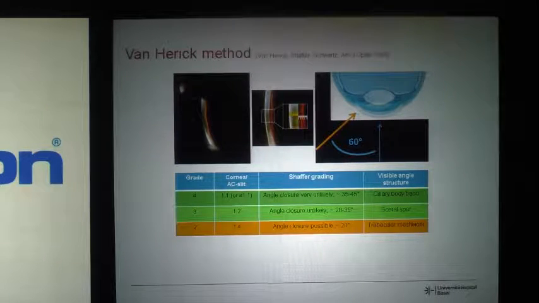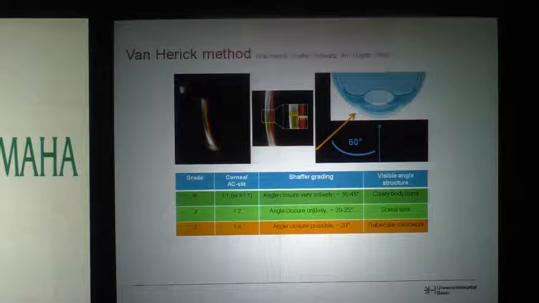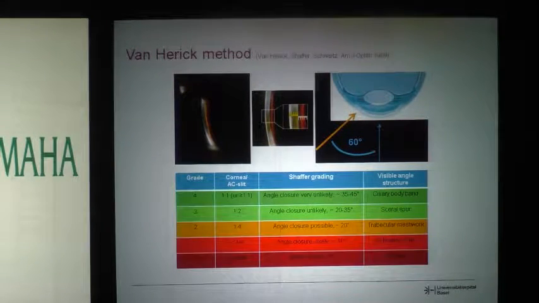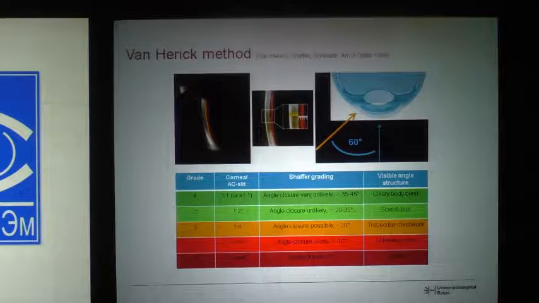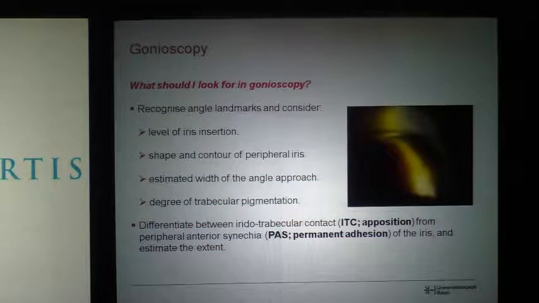If the proportion is 1:4, there's a potential for angle closure, and the trabecular meshwork is not visible. And this is now important: if the proportion is below 1:4, there's a high risk of angle closure. And in any case, we have to do a gonioscopy.